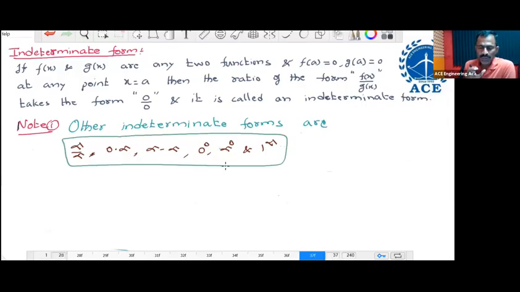Next, while evaluating the limit, while doing the problems on limits, if we get any one of these forms, 0 by 0, infinity by infinity, 0 into infinity, like this, any one of these forms, we try to write the value of the limit by using the L'Hospital method or LH rule. So let us write the LH rule.